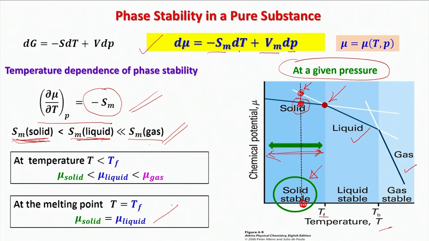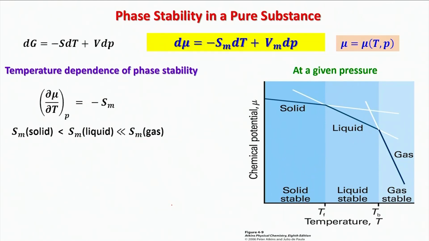Now, I understand that here the stability of the solid phase is equal to the stability of the liquid phase. So, both solid and liquid can coexist in equilibrium when, at this given pressure, T is equal to Tf. So, that is the melting point where I can expect to have a phase equilibrium between solid and liquid.